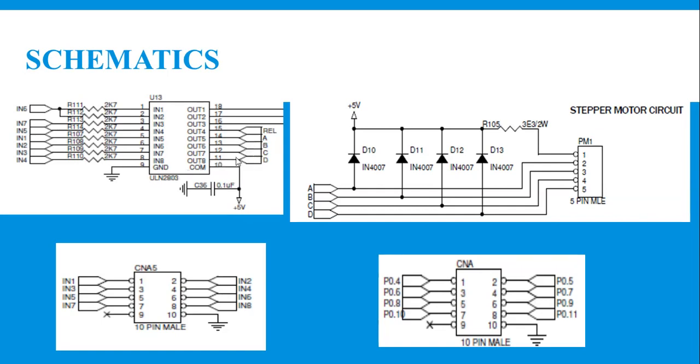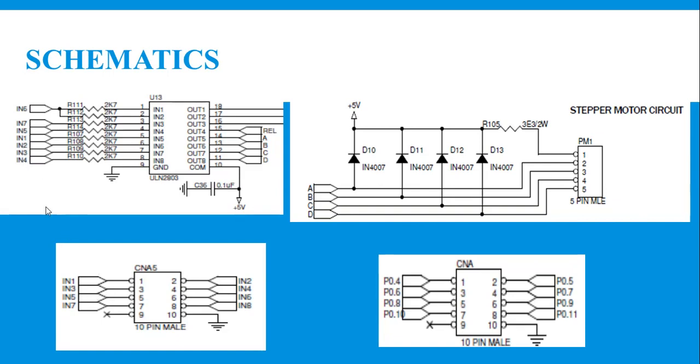Those A, B, C, D pins are nothing but out 5, out 6, out 7 and out 8 of the driver, and these are in turn connected to in 5, in 6, in 7 and in 8 consecutively. So the corresponding pins are input terminals 1, 2, 3 and 4. We have to use these terminals in a connector.